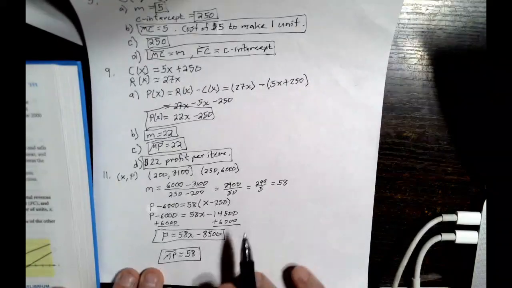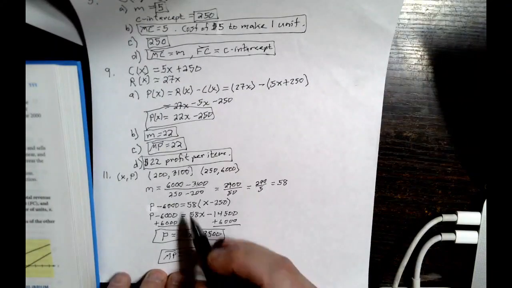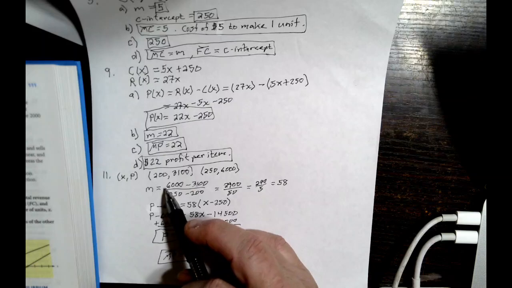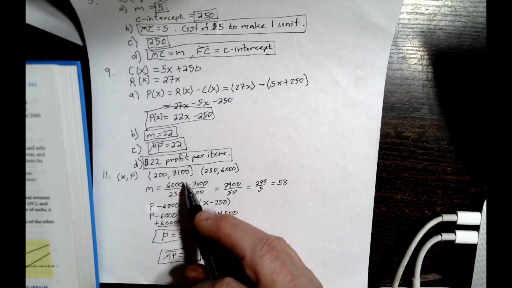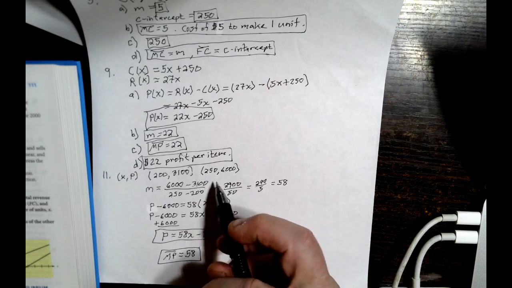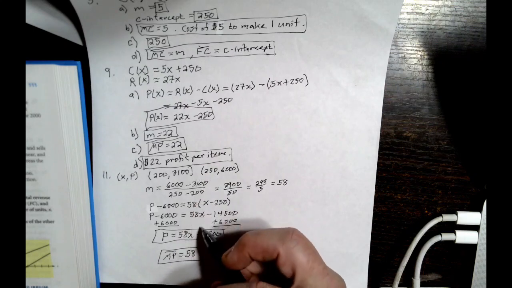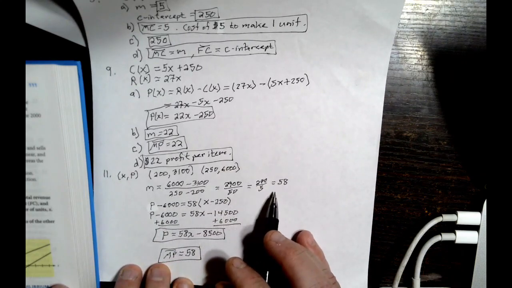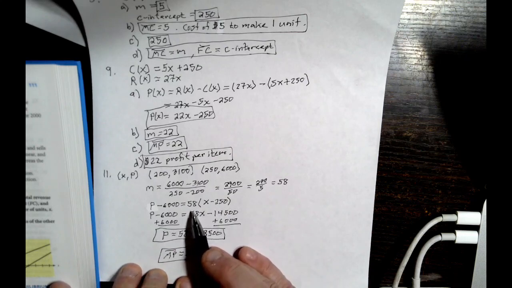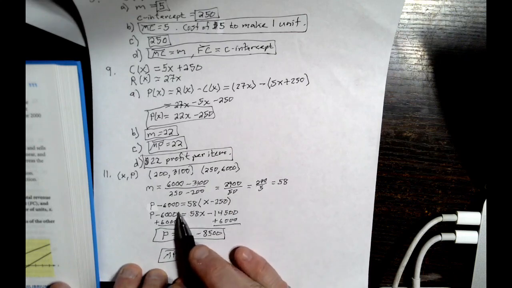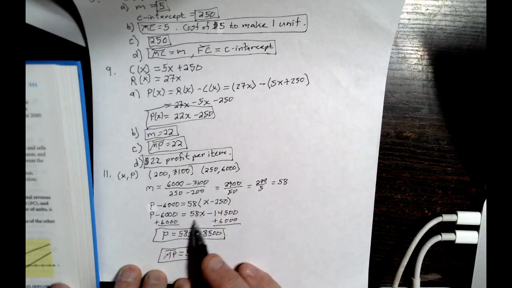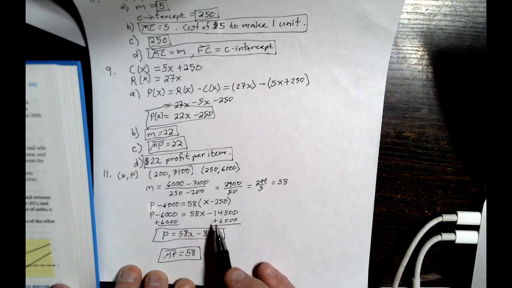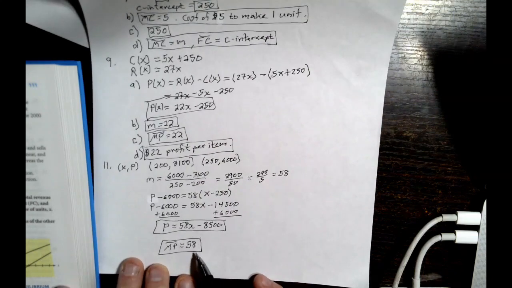Okay, and then 11. In question 11 they say, if 200 units are sold, you have $3,100 profit. 250 sold, you have $6,000 profit. Find the marginal profit. Okay, so you do y2 minus y1 over x2 minus x1. You do the slope. Then they want you to find the profit function. So you plug in your slope in there, and you plug in your y coordinate from there. You plug in your x coordinate to there, and you multiply each one by 58. You add 6,000, and there you go. There's your profit function, and your marginal profit is 58.